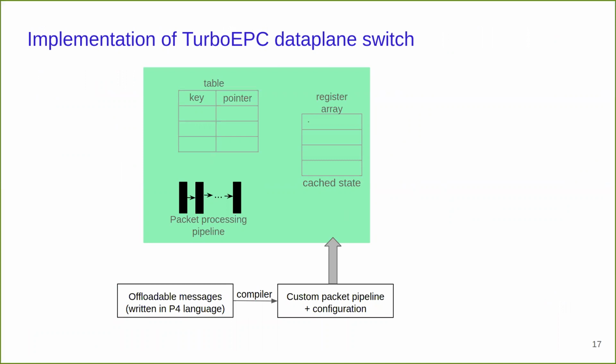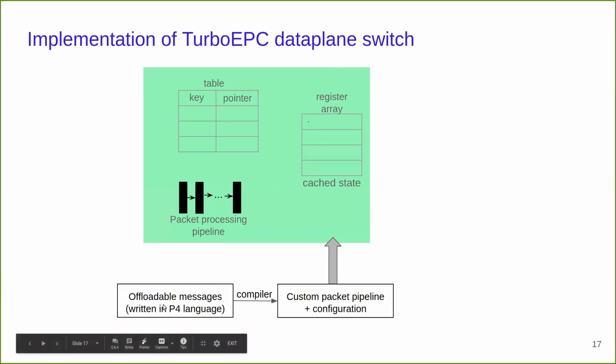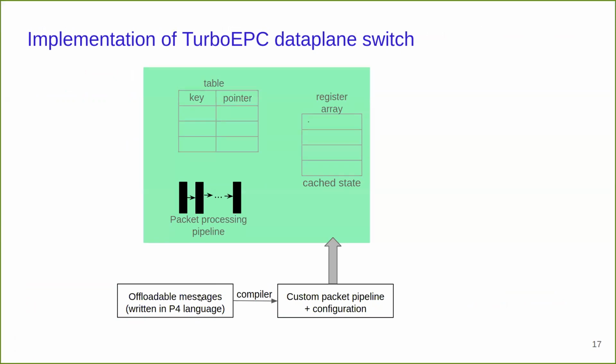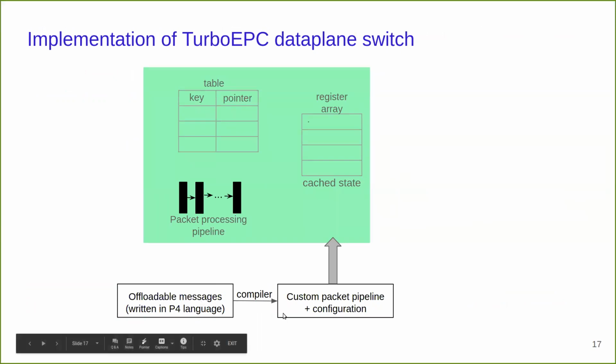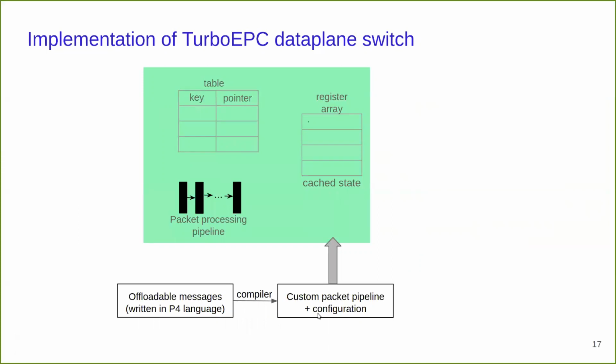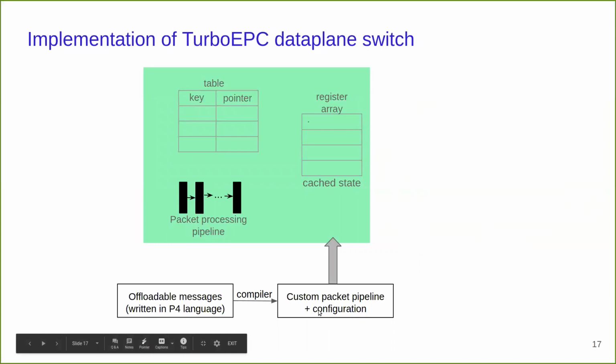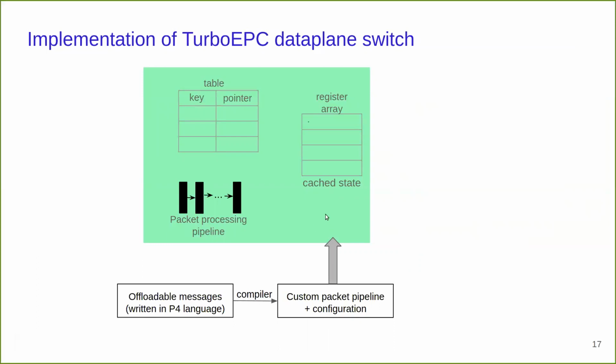Next, I present the TurboEPC implementation for the edge programmable switch. We program the TurboEPC switch to process offloadable messages at the switch. We write the code in the P4 language. This code is then compiled to generate a custom packet pipeline and initial switch configuration. The compiled code is then pushed to the programmable switch. Now our switch is ready for processing EPC messages.